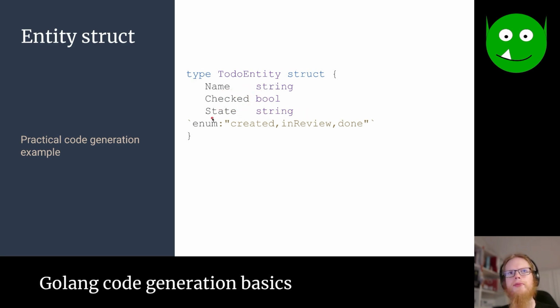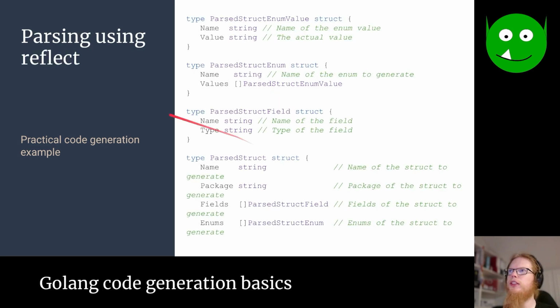And now this here is a tag that can be added to struct fields. This can be an arbitrary name, an arbitrary value. You can define whatever you want in here. And in this case, we are defining the enum values we want to add to the to-do entity at the field state. Next, we're going to parse this struct using the reflect package, more on that in a moment.